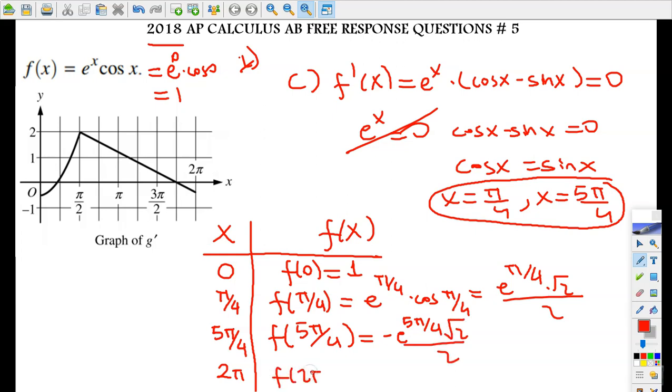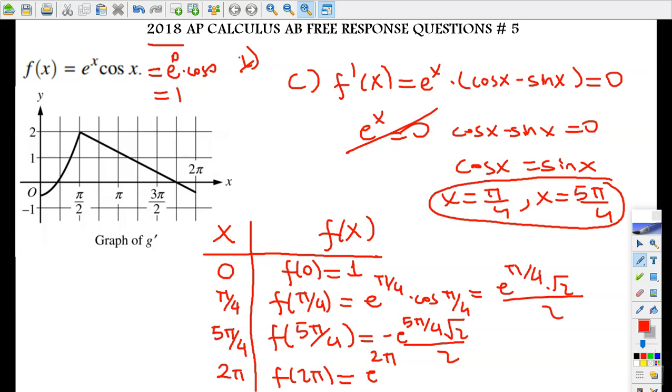And f of 2 pi is going to be equal to just e to the power of 2 pi. If you take this 2 pi and plug it right here, you get e to the power of 2 pi. So now we're going to look at all these values and try to figure out whichever comes out to be the least, since we're talking about the absolute minimum.